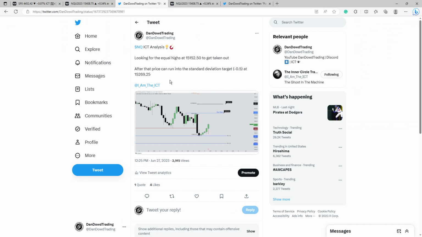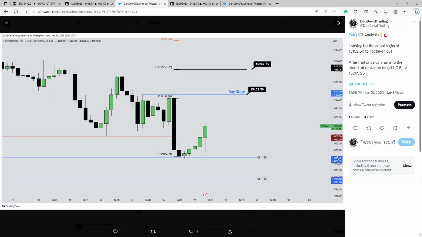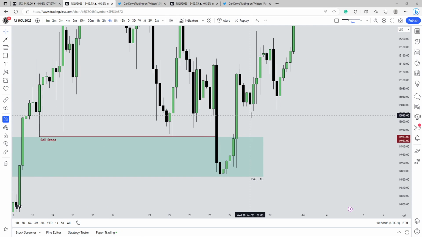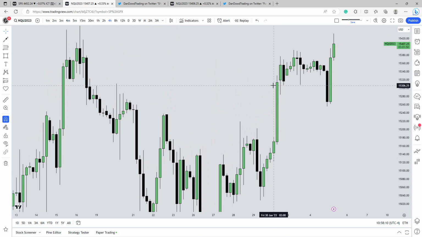If you guys follow me on Twitter, you know that I did post this when price was around 15,010 here. I said looking for the equal highs to get taken out at 15,152.5. After that, I'm looking for price to run into that 15,269.25 level. So if we take a look back here, 15,010 is right here, and we can see that it did run all the way up to those higher targets.